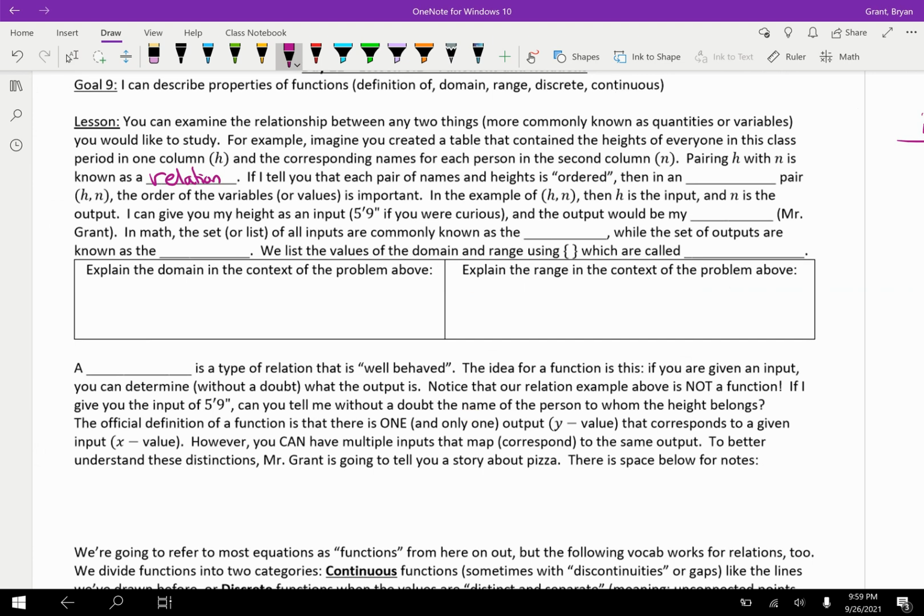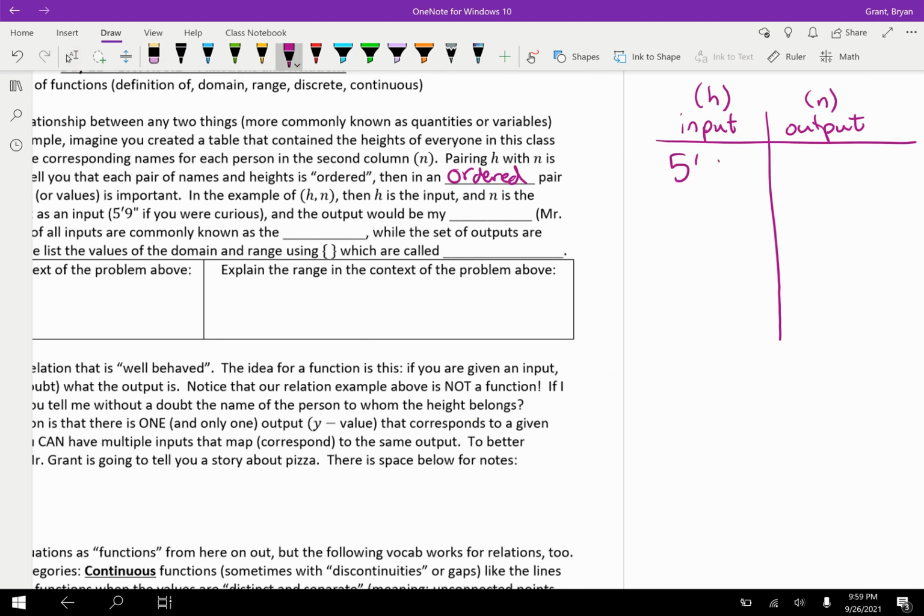Okay. If I tell you that each pair of names and heights is ordered, then in an ordered pair, H, N, the order of the values is important, right? If you put something like 4, 7, that would be different than 7, 4, because this position is always the H and this position is always the N. Of course, those values don't make a lot of sense for height and names, so let's look at a quick one. I could give you my height as an input, and just in case you're curious, I'm 5 feet 9 inches tall. And then, of course, the output would be my name.